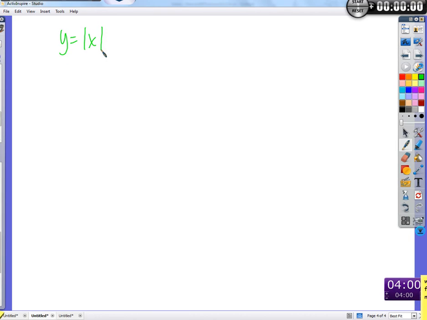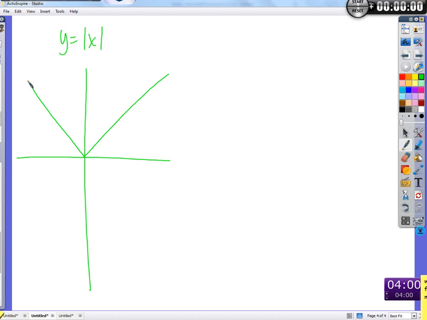Looking at absolute value of x again. Looks like this. Okay. Let's think about y equals 5 times the absolute value of x. As you start to understand this input-output idea more as it relates to the graph, make a prediction of what this graph would look like compared to the absolute value of x graph, that green graph.